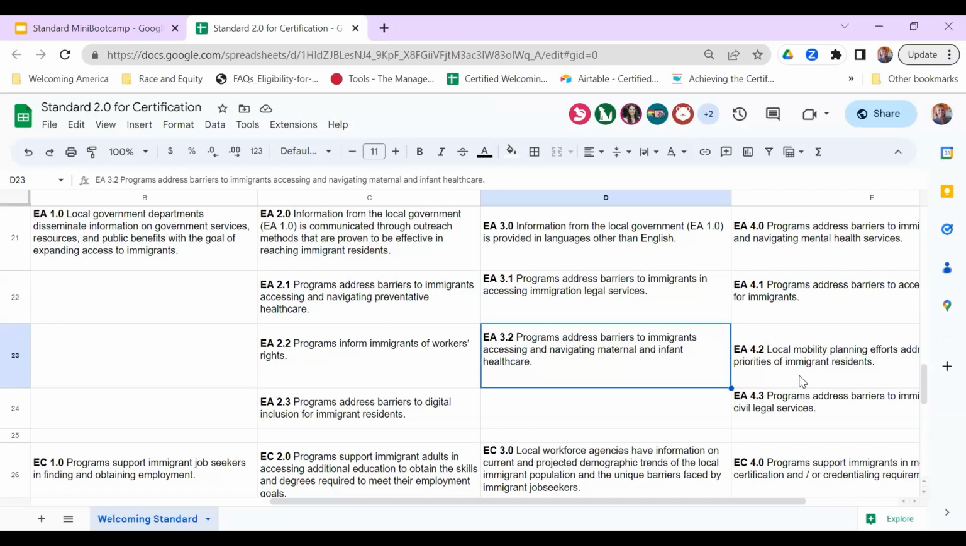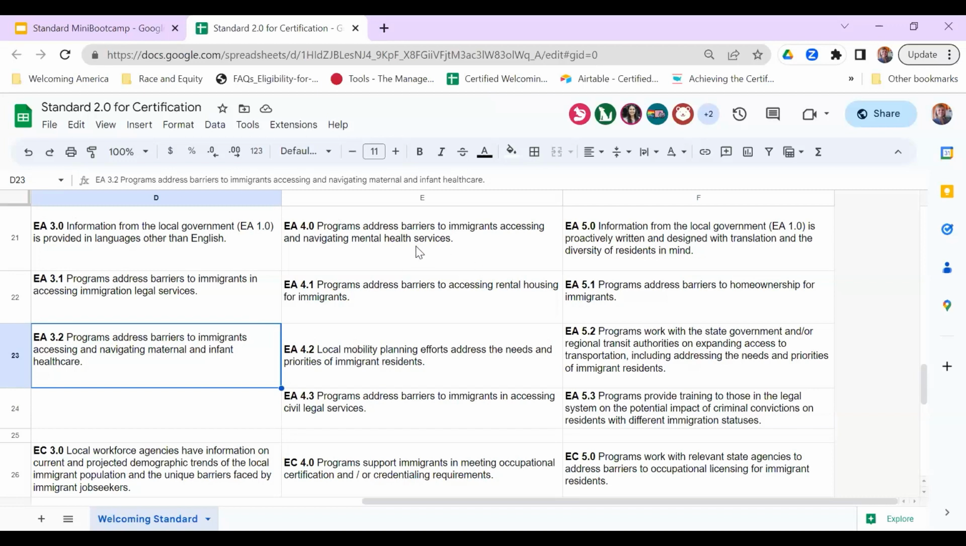And then addressing barriers for immigrants accessing and navigating maternal and infant health care. So again, as a mother, I really appreciate that this is now in the standard. It wasn't in our previous version. But really thinking about, there are a lot of programs out there that are for everybody, and how do we ensure that there's intentionality about ensuring access and removing those barriers that might be specific for immigrant women and children.